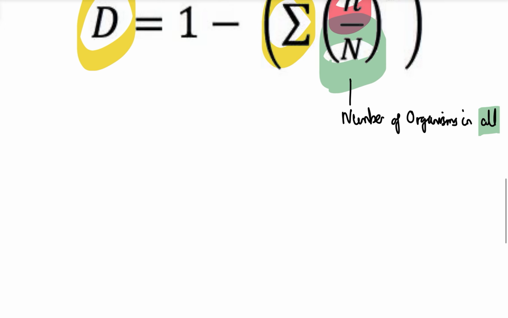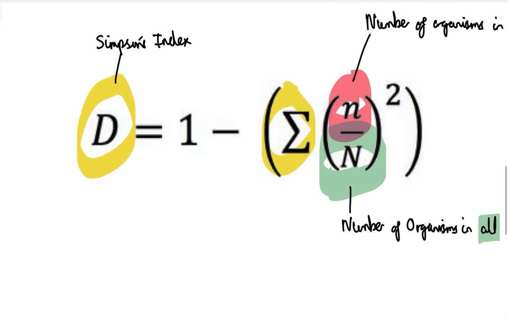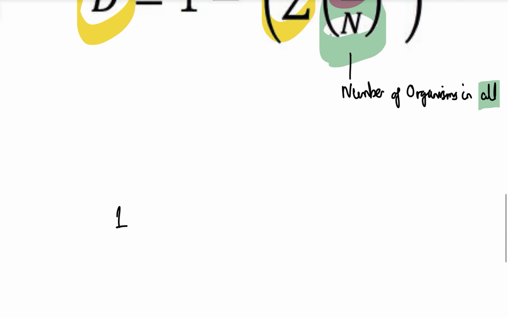So, a D value, or a Simpson's index value of 1, represents infinite diversity. This means that the habitat has lots and lots of animals from lots and lots of different species. A value of 0 means no diversity. This could mean that there is a huge imbalance in the number of species, so in that first example, like 99 cows and 1 sheep, or that there just aren't that many species present in the habitat.